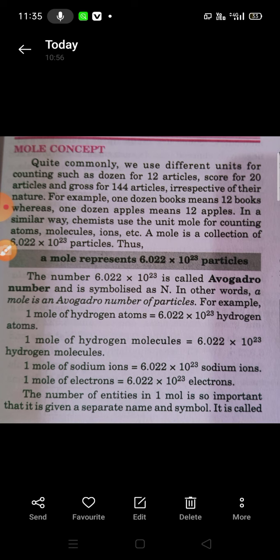The mole is a concept of the quantity in terms of number and mass, which relates the mass of a material to the number of atoms, ions or molecules.